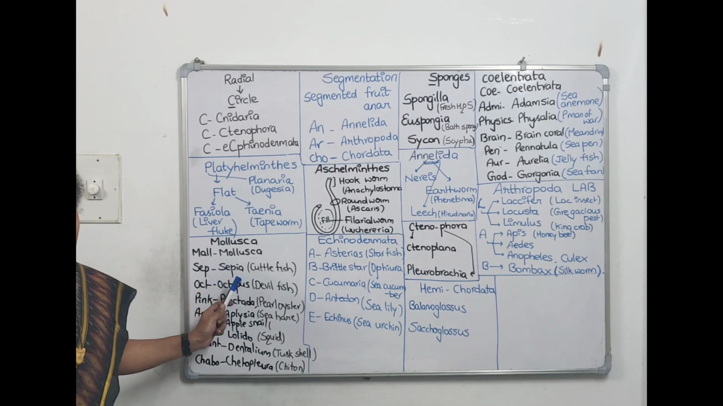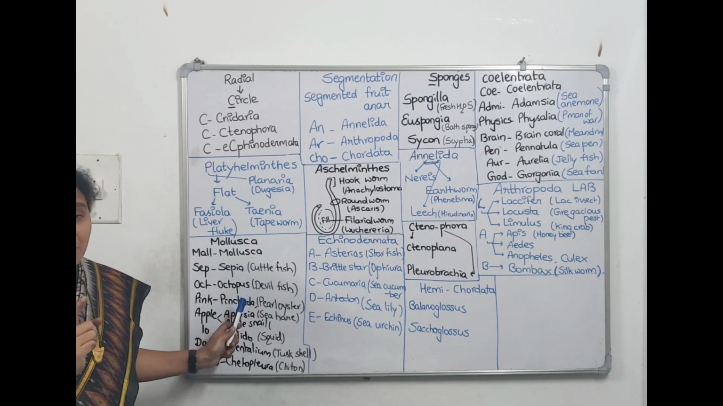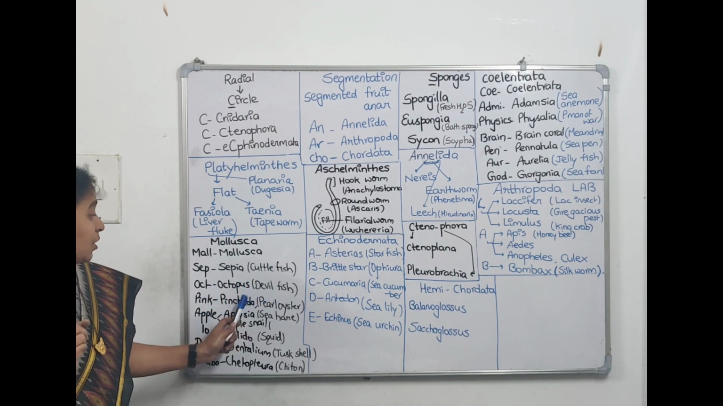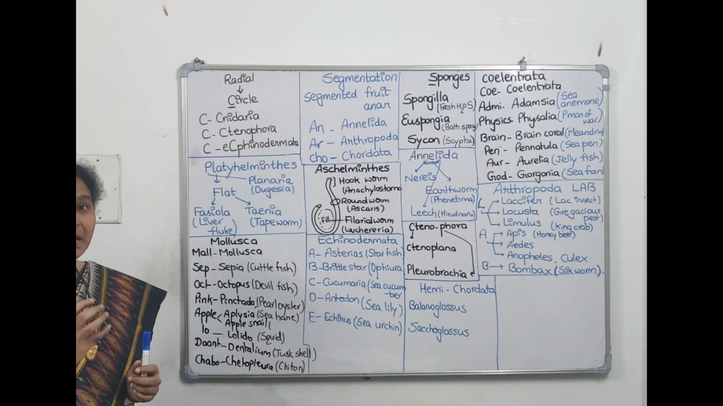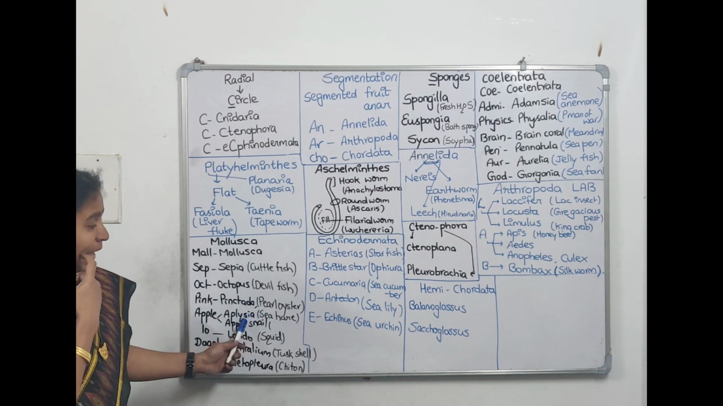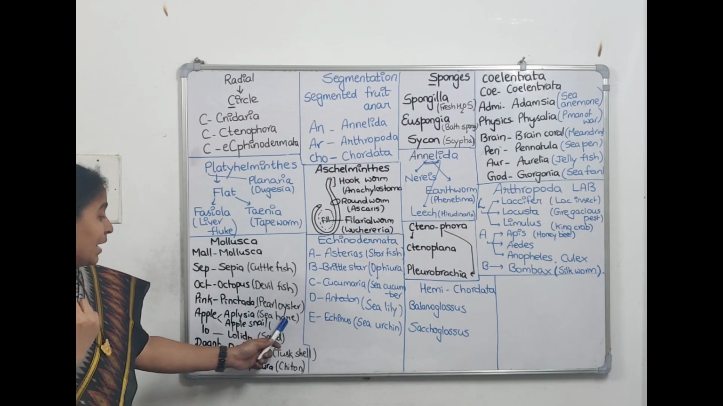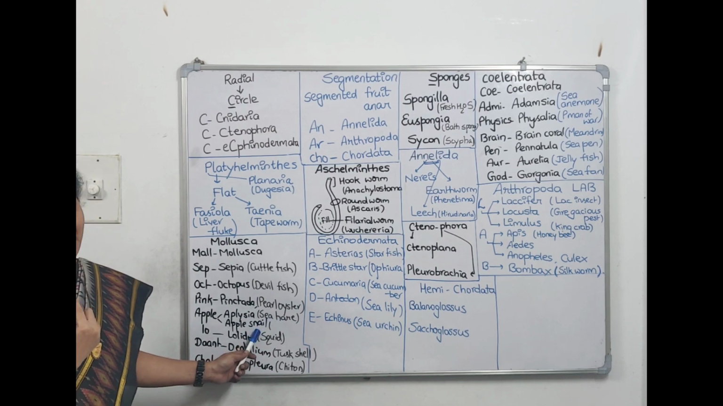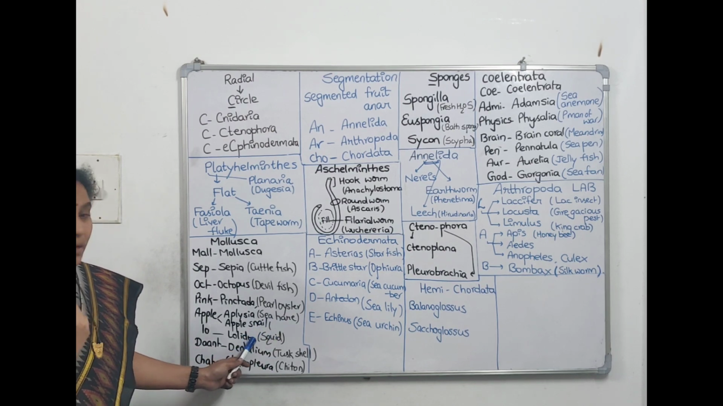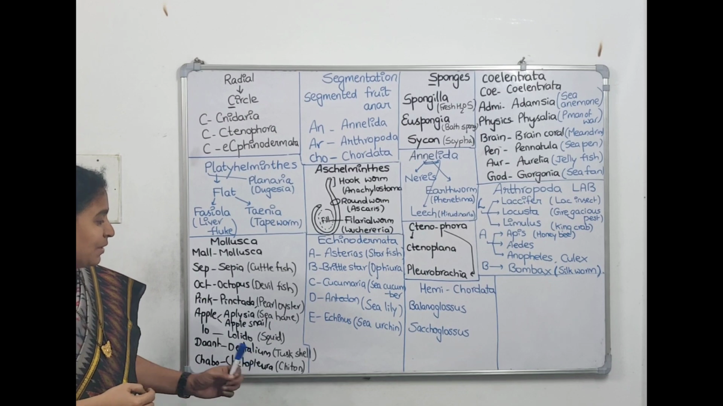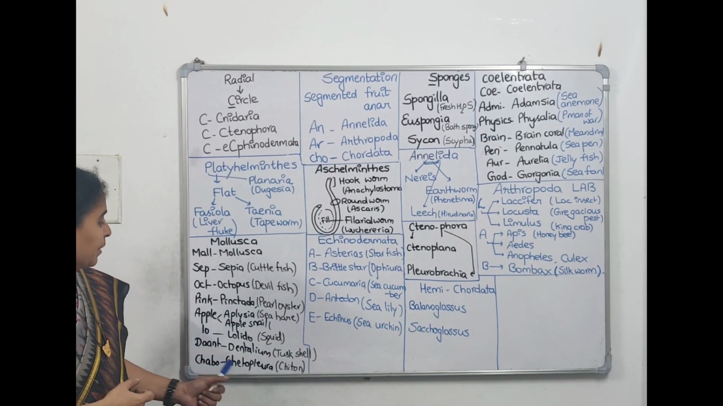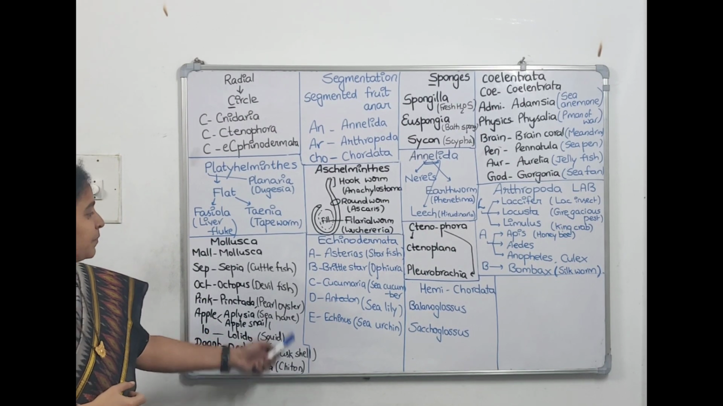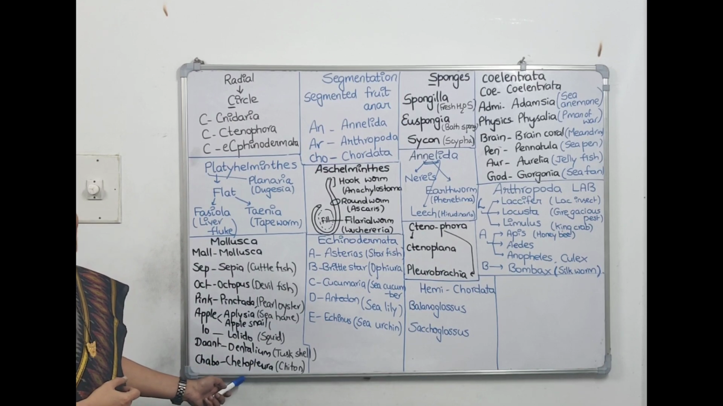Sepia has cuts on its body. It's called cuttlefish. Octopus is called devilfish. Pinctada, pearls will be there, so it's called pearl oyster. Aplysia, it's hair, sea hair. Apple snail is snail only. Loligo is called squid. Dentalium, it will be like a tusk shell. Chitoplura is called chiton. So this is a code for Mollusca.